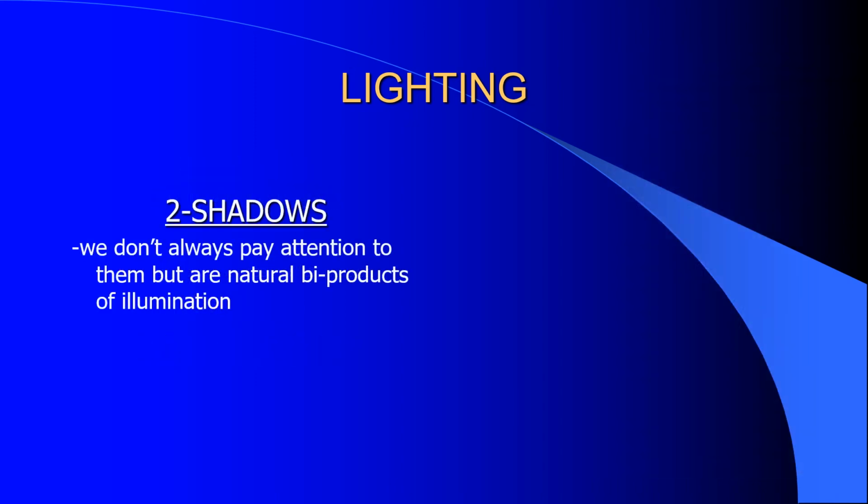The next thing to consider is shadows. As I said, shadows are simply a natural phenomenon wherever there is light. They're natural byproducts. Wherever there's light, shadows are going to be there. The question is, how many shadows are there? Where are they? How are you going to deal with them?